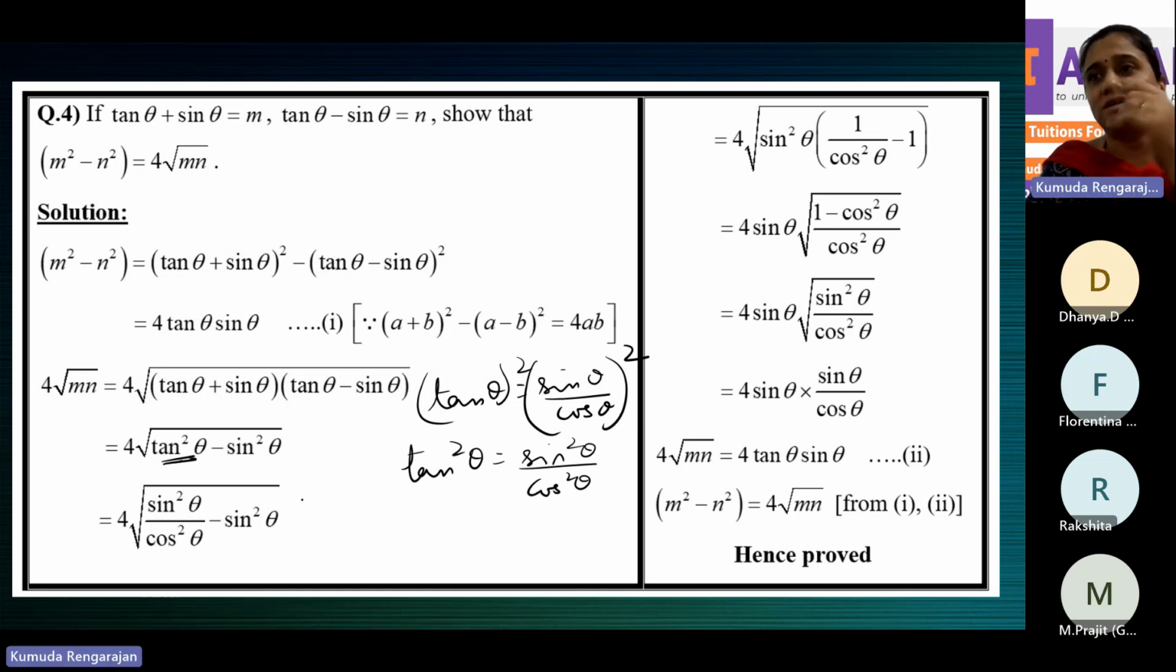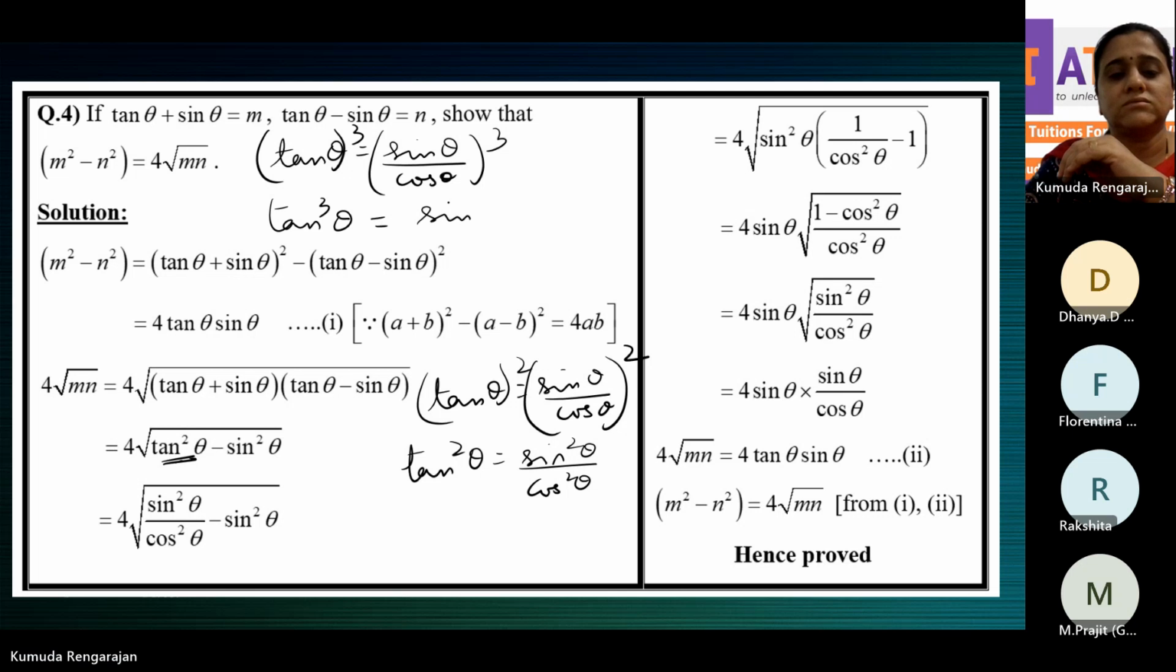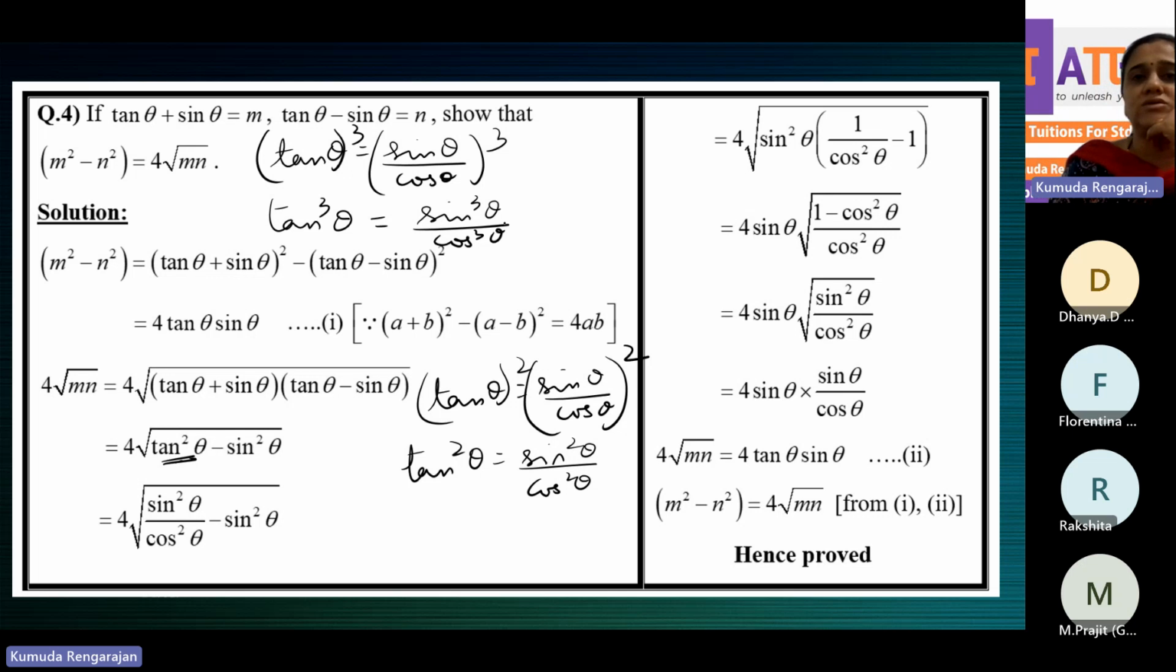Tan theta is equal to sine theta by cos theta. Tan square theta will be sine square theta by cos square theta. Tan cube theta is cubing on both the sides. So again, tan theta is equal to sine theta by cos theta. You can cube it on both the sides. In fact, you can raise both the sides to any power. So if you raise it to the power 3, then you will have tan cubed theta is equal to sine cube theta by cos cube theta.